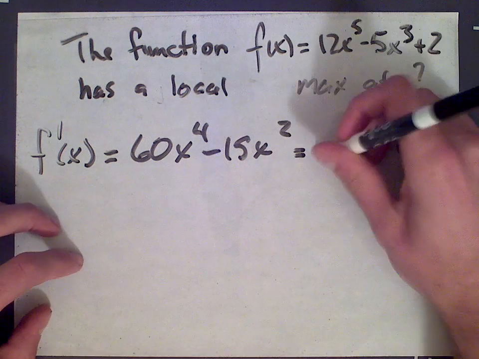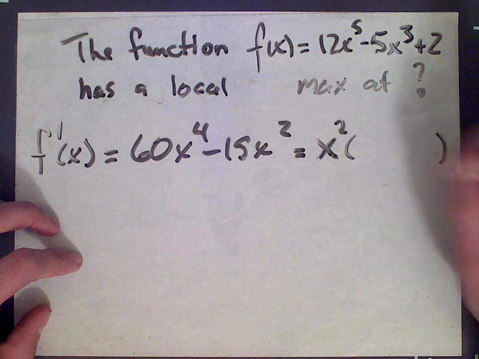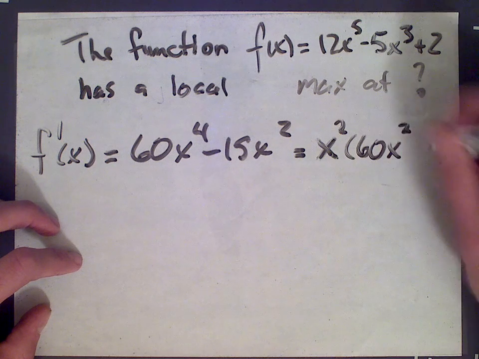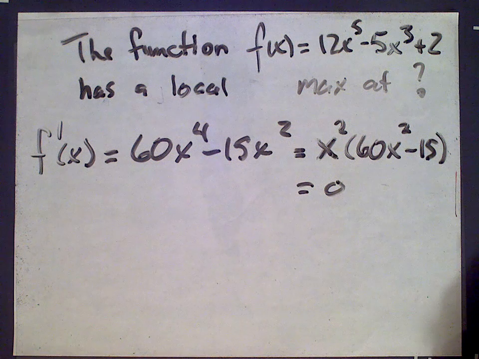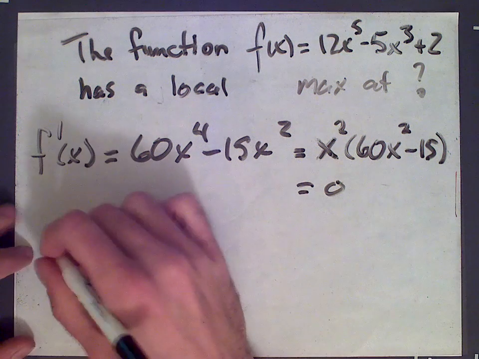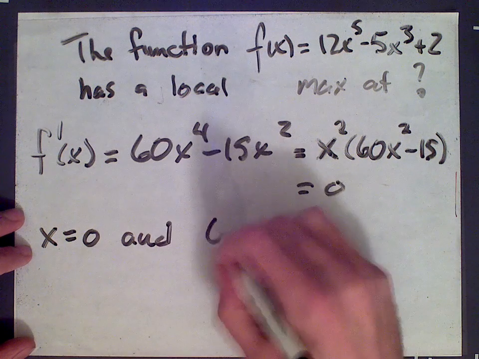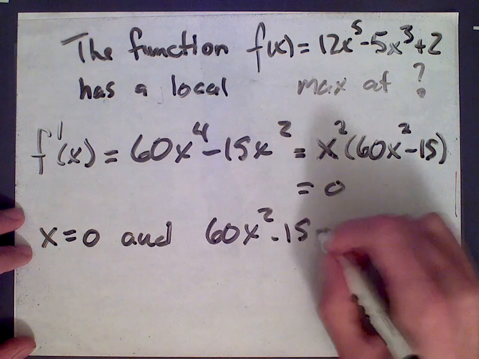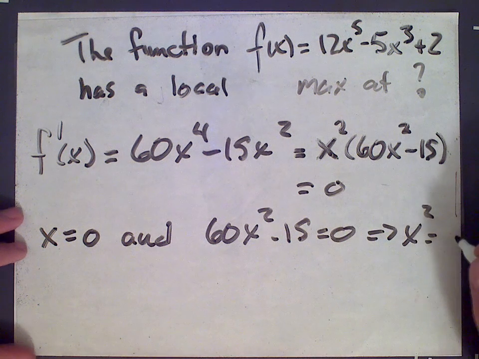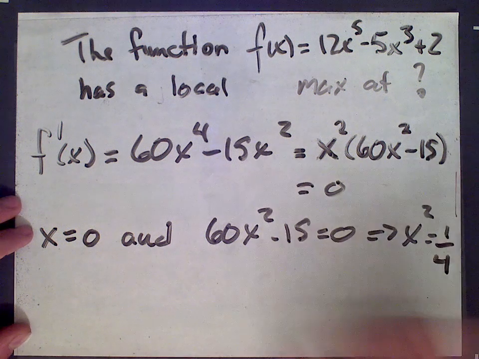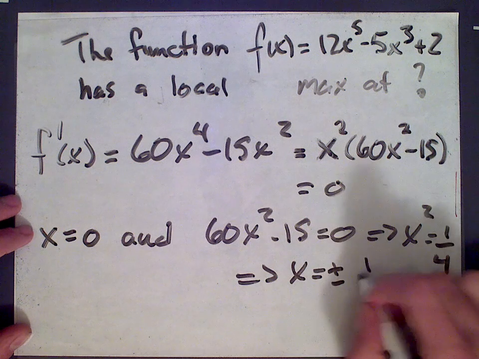So let me factor it. We have a common factor of x squared here. It's x squared times 60x squared minus 15. Then we set that equal to 0 and solve for x to find the critical points. One solution we see is x equals 0. And for the other, 60x squared minus 15 is 0, so x squared equals 15 over 60, which is 1 over 4. And so we get x equals plus or minus 1 over 2.